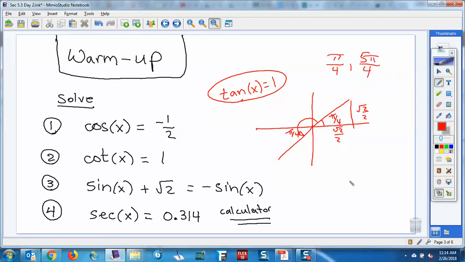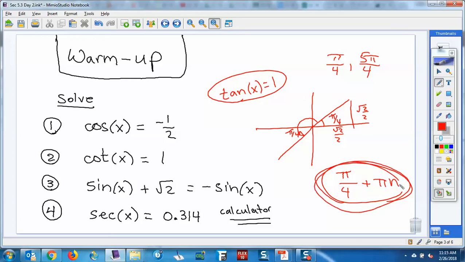Or if you were going to do all solutions, what would you say? Pi fourths plus pi n, and that would take care of all of them. If you didn't put pi n, you would get most of the points. I would probably subtract 1, though, if you had pi fourths plus 2 pi n and 5 pi fourths plus 2 pi n. Again, it's a little bit unnecessary. I want the simplest version we can write, which would be that.